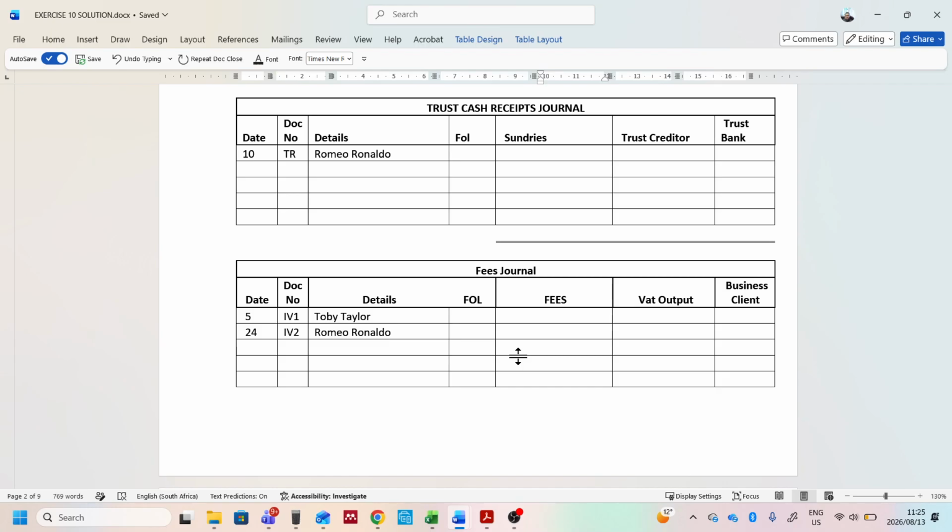So this means that your business client, which is the business debtor, is always debited. This is always credited. Also, this is being credited. So when we create a ledger account for fees, all records here will be transferred to the fees account. All the total here will be transferred to the business debtor account. All the total here will be transferred to the VAT account.